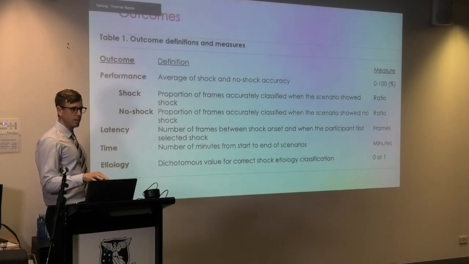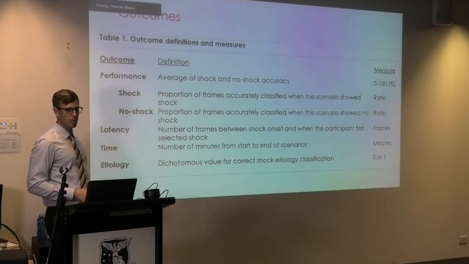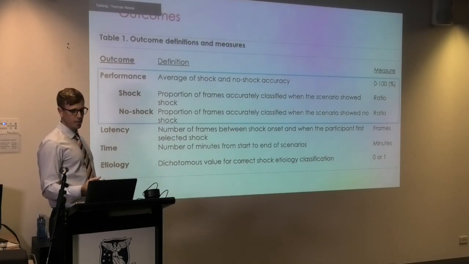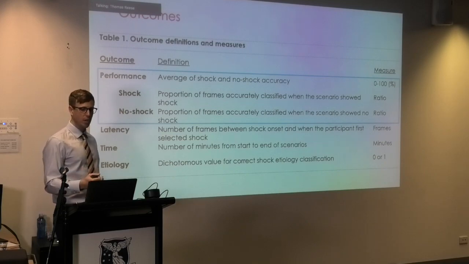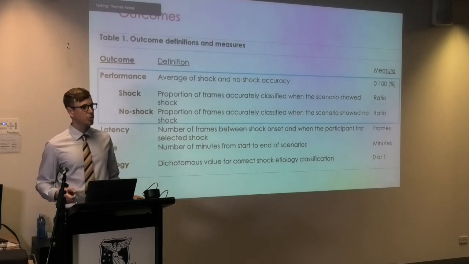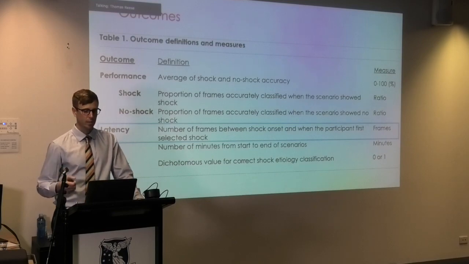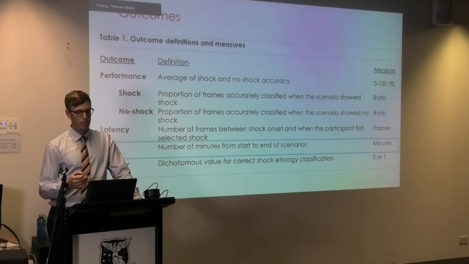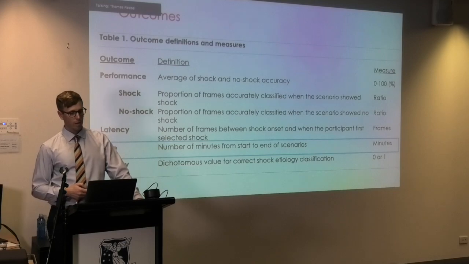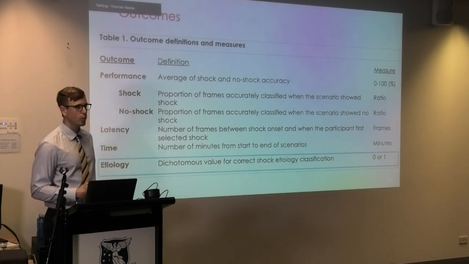So we analyzed 4 different outcomes: performance, latency, time, and etiology. We define performance as the average of shock and no shock accuracy, meaning the proportion of correctly classified frames the patient was in shock and not in shock. And then latency was the delay of the frames from onset of shock to when the participant started identifying the shock. And then time was the number of minutes that it took the participant to complete that scenario. And then etiology is whether the participant correctly classified the type of shock that was shown in that scenario.